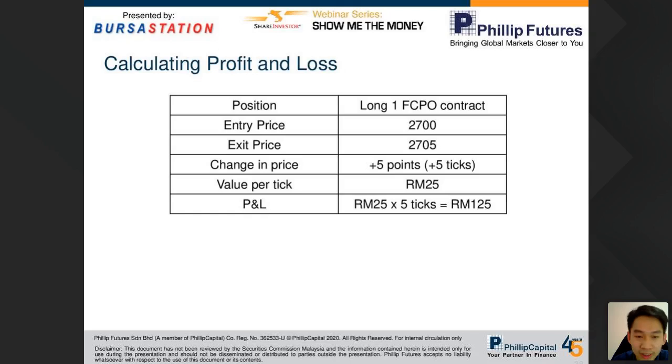But no worries, this kind of calculation is usually done on the platform. You might need to do the calculation only as and when you want to gauge the risk and reward ratio.